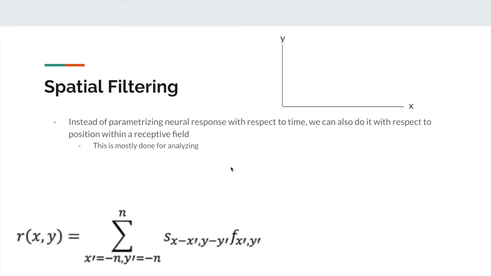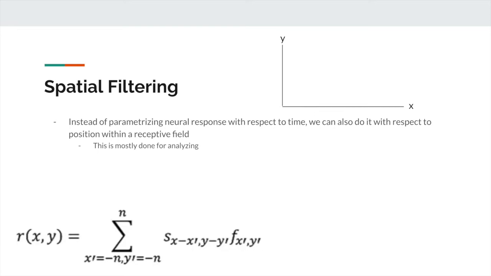Another interesting method of encoding: previously we were encoding neural response with respect to time. But using a filter like we discussed before, we can actually do spatial filtering. So neural response may also depend on, especially in visual scenarios, right, what you're seeing and where you see it.